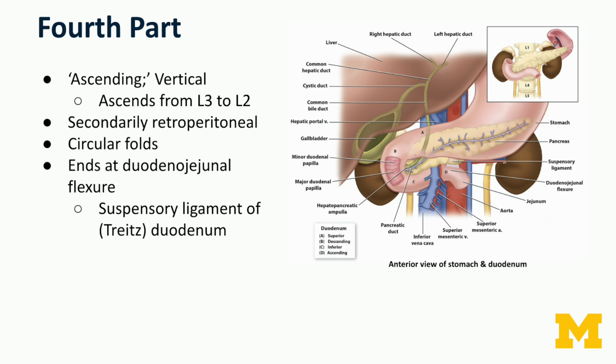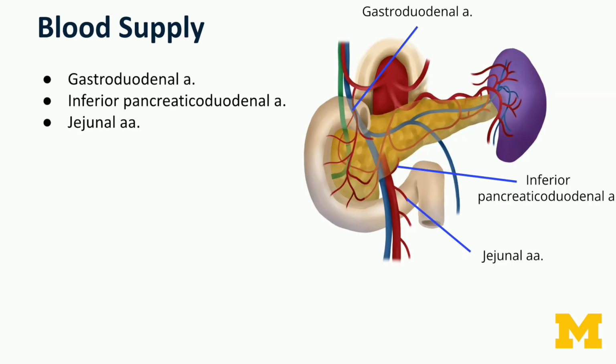The fourth part is not as exciting as some of the other parts. It is largely secondarily retroperitoneal, and it is suspended by a suspensory ligament of the duodenum, also known as the suspensory ligament of Treitz. And that holds that transition, or the duodenojejunal flexure, which is there, we can see. And from the duodenum, we move into the jejunum, which is an intraperitoneal organ.